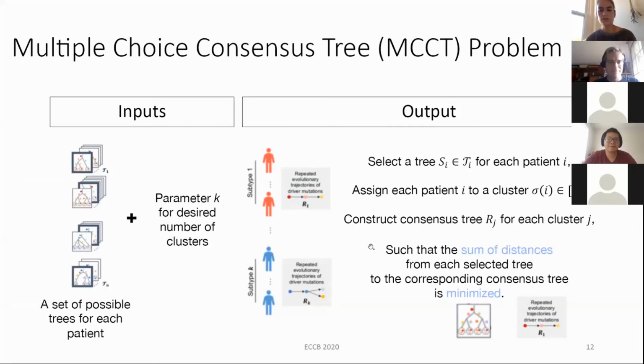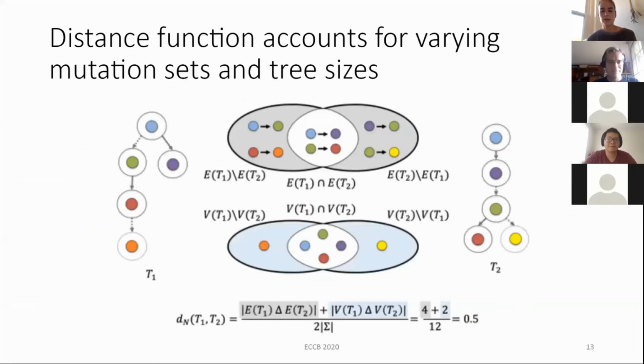One thing I wanted to highlight when we think about distances, which was interesting when we were looking at this paper and something I think can continue to be explored, is that we wanted to account for varying mutation sets. In practice, we found that this particular distance works quite well.